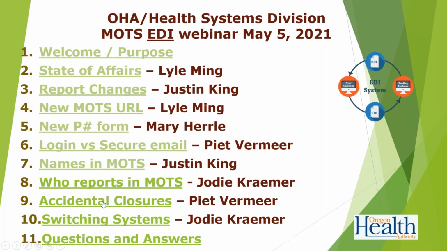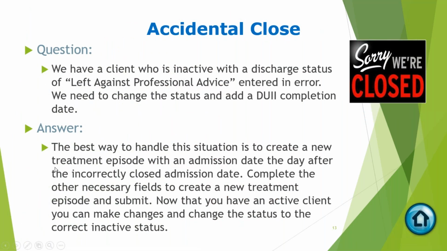We just did that. And we go to accidental closures, a different story. Not accidentally sending the wrong one, but one of the questions that keeps popping up. So we have a client who was inactive with a discharge status of left against professional advice, as an example. But that was the wrong one, because the individual actually completed, and we need to add a due completion date. What do we do?